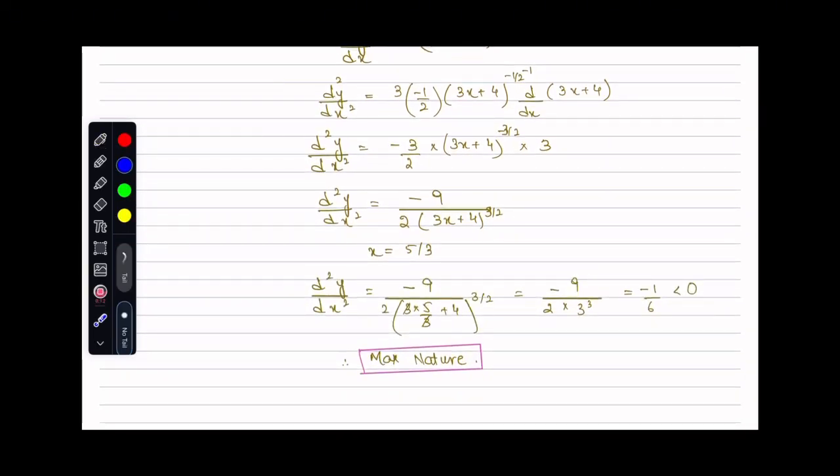So if I substitute these values, I can see that my second derivative comes out to be negative 9 divided by 2 times (3 times x substituted as 5 by 3 plus 4) to the power 3 by 2. Solving it further, it comes out to be a negative answer, which is negative 1 by 6, which is less than 0. And I can see that for all the values of the second derivative less than 0, the nature is always a maximum. So the nature of this stationary point then needs to be a maximum.